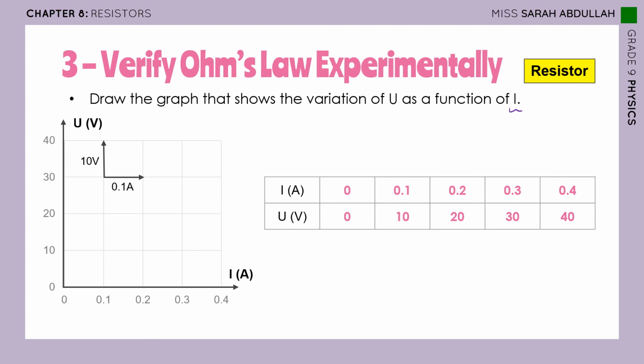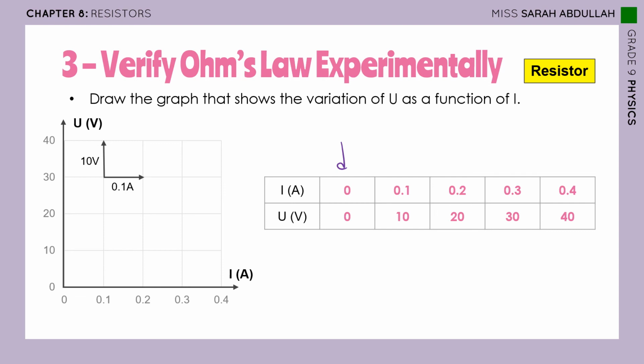Now, I did already draw the scale for it. So I have 0, 0.1, 0.2, 0.3, 0.4. But the best scale to take is every 1 centimeter is 0.1 amperes. And for the voltage, every 1 centimeter represents 10 volts. So this is what I did. Now let's plot this graph. The first point that I have is 0, 0.